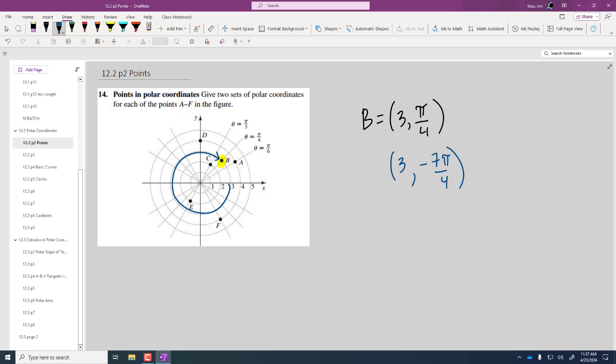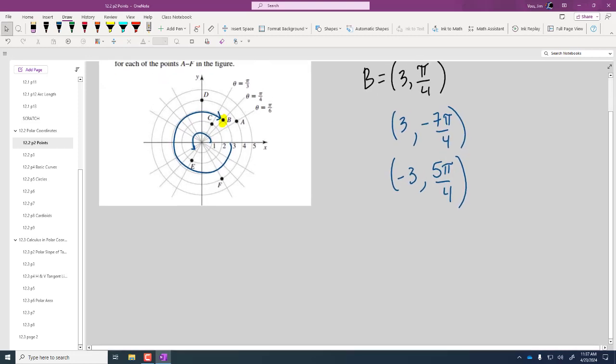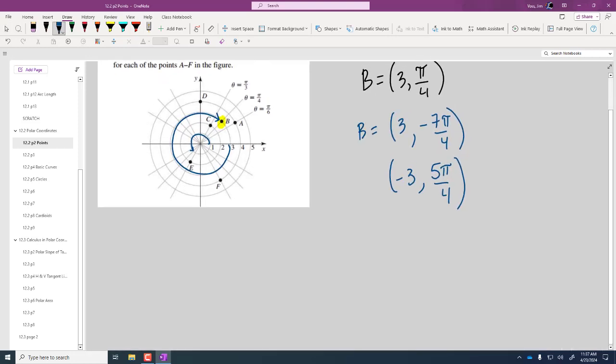Now let's choose a negative r value, but a positive angle. So positive angle, we would want to get to the opposite, so we're going to come over to here and stop right there. But then a negative r value is going to take us backwards, so this would be a negative r value and a positive angle. So all of these are different representations of B. This one is the standard.